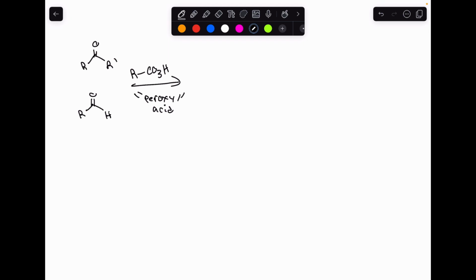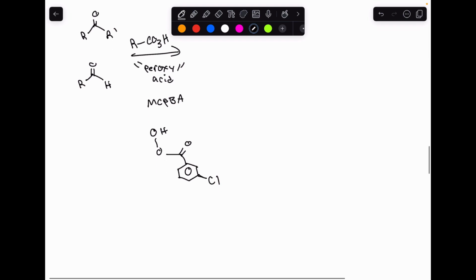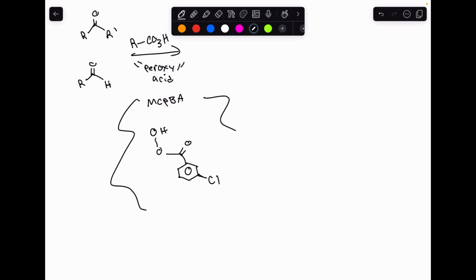Now, a lot of the times in lab, this peroxy acid will be given to us using a named reagent. This named reagent is called MCPBA. MCPBA is essentially an alcohol that's connected to an ester that has a chlorine group attached to it. And the full name for this is metachloroperoxybenzoic acid.